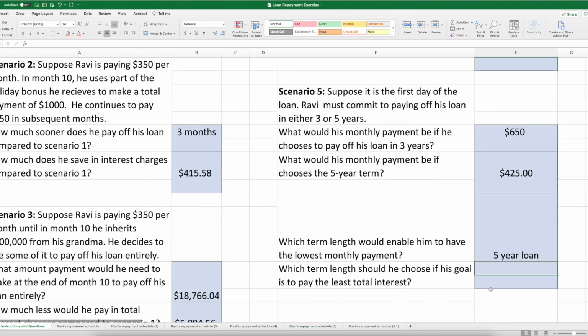So the answer is the 3-year loan. So the advantage of the 5-year loan is that the monthly payments are lower, but the advantage of the 3-year loan is that his interest charges are lower.